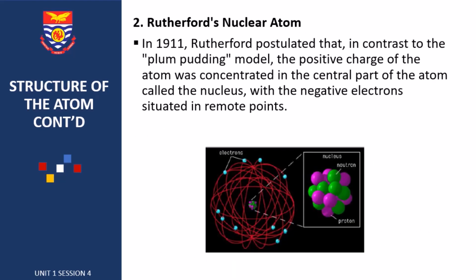Based on these observations and deductions, Rutherford concluded that the atom is positively charged, and that the positive charge is concentrated at the center of the atom, and Rutherford named it the nucleus. He also said that there are negative electrons which are situated at remote points around the atom.